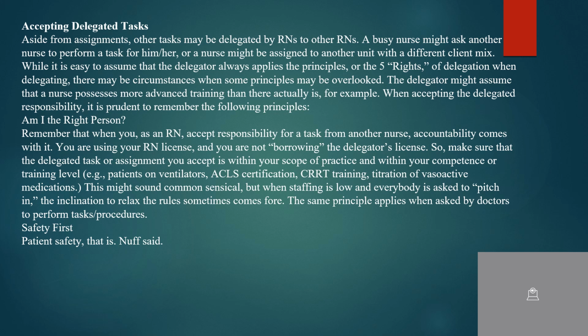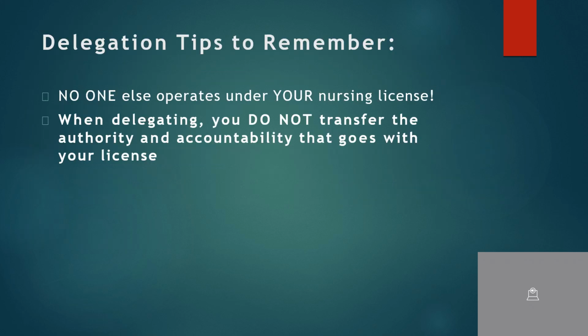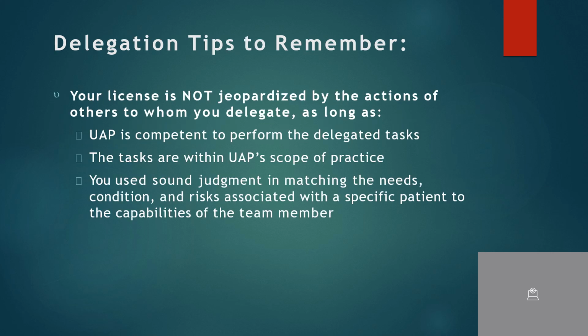And always remember, the biggest thing we keep in mind when we're delegating tasks and doing prioritization: safety comes first. Period, period, period. Keeping that patient safe is my number one priority. Alive and safe, that's always my priority. So of course, delegation tips to remember: no one else operates under your nursing license. That license is a specific number with your name on it. And when delegating, you do not transfer the authority and accountability that goes with your license. Very important to always remember.